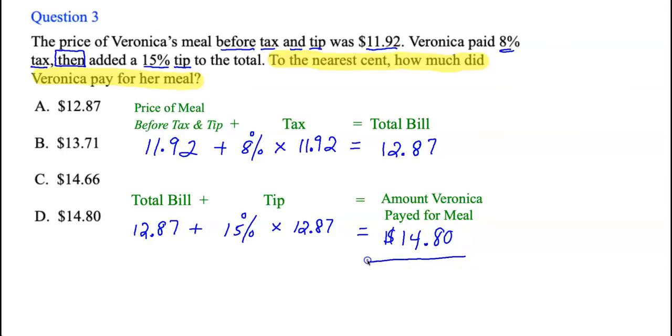And this is the amount Veronica paid for her meal. That matches up with choice D. Let's go to the next question.